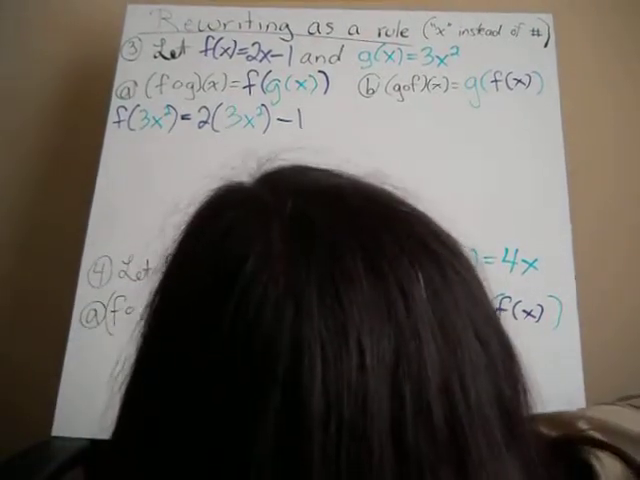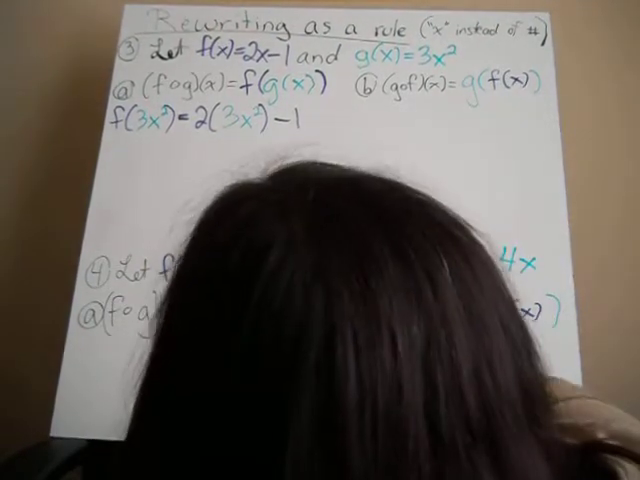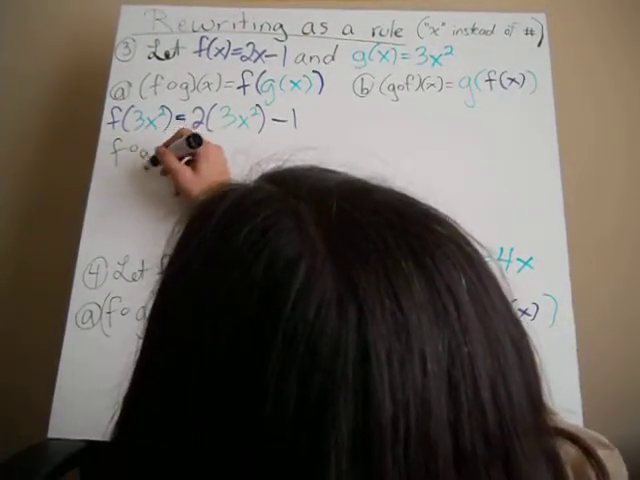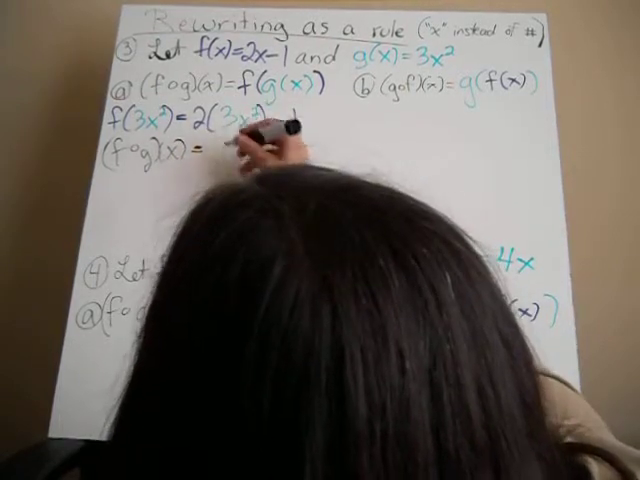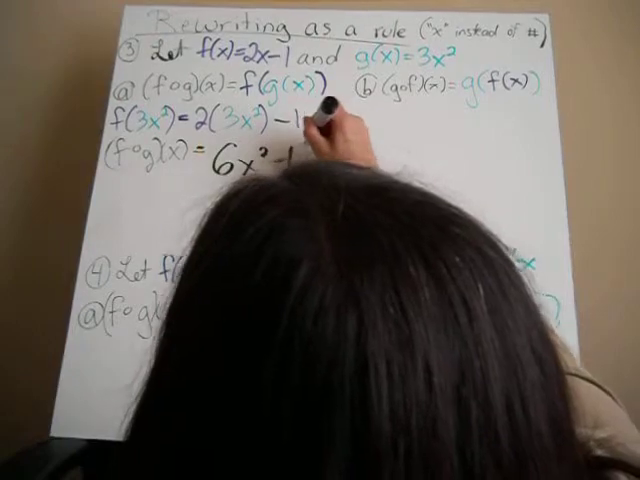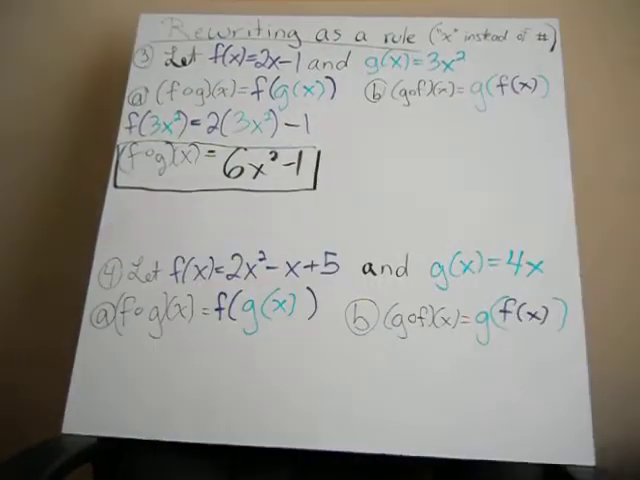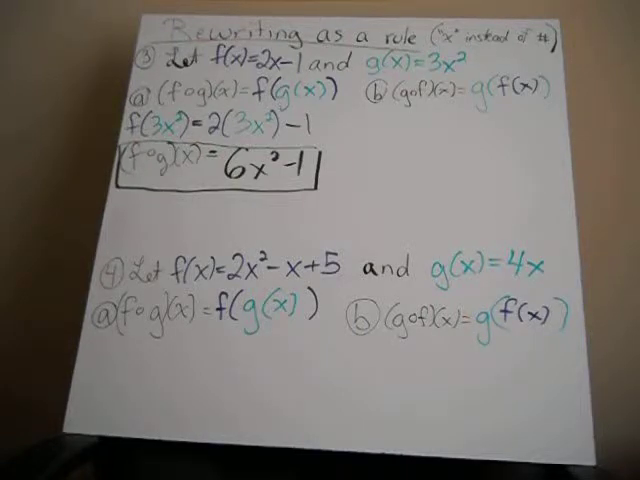And then you just simply simplify. You have a number outside of parentheses, distribute in, and what you get is that f of g of x is equal to, well, 2 times 3 is 6. You get 6x squared minus 1. And that is that. Going the other way, that one was a pretty simple one. Going the other way, it does get a little more complicated, but not too bad.